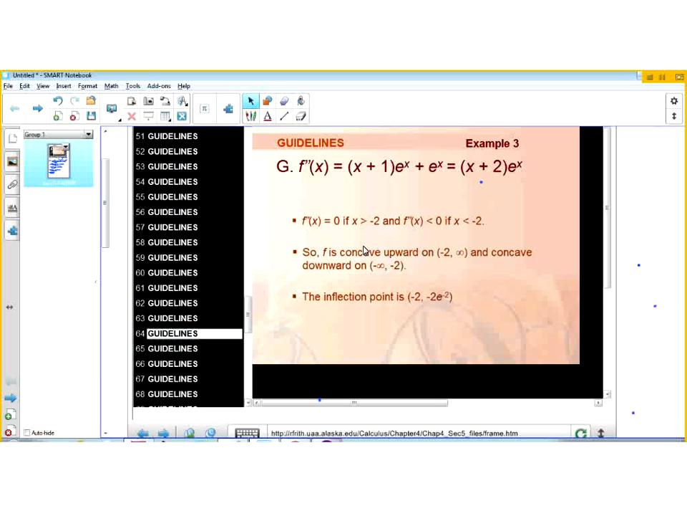The second derivative is x plus 2 times e to the x. So that means x equals -2 has to be an inflection point. It's concave upward from -2 to infinity, and it's concave down for x less than -2. So at x = -2, we have this, so it's concave up.